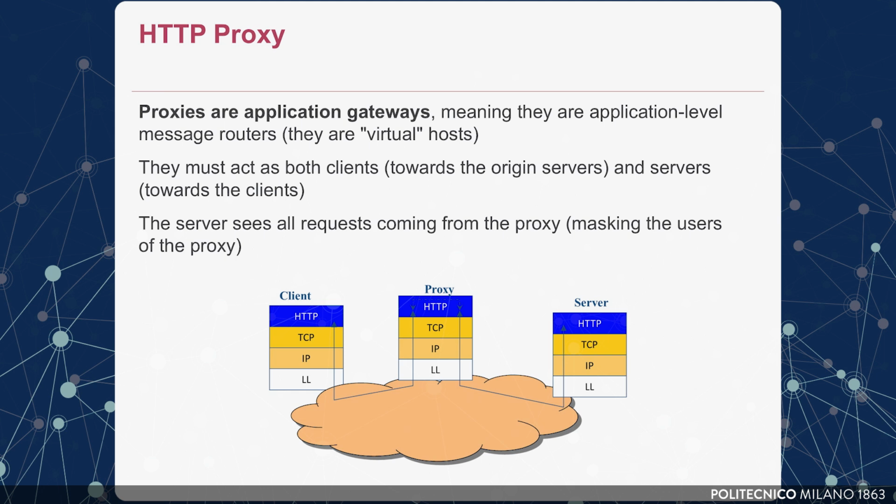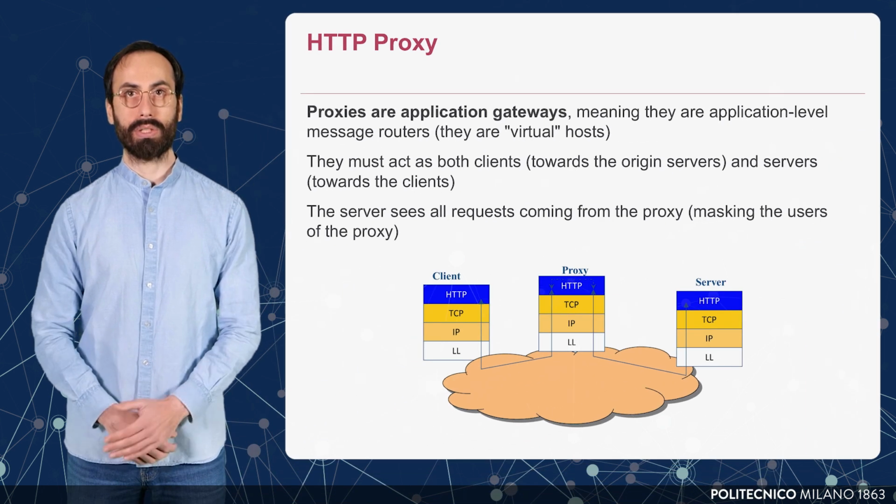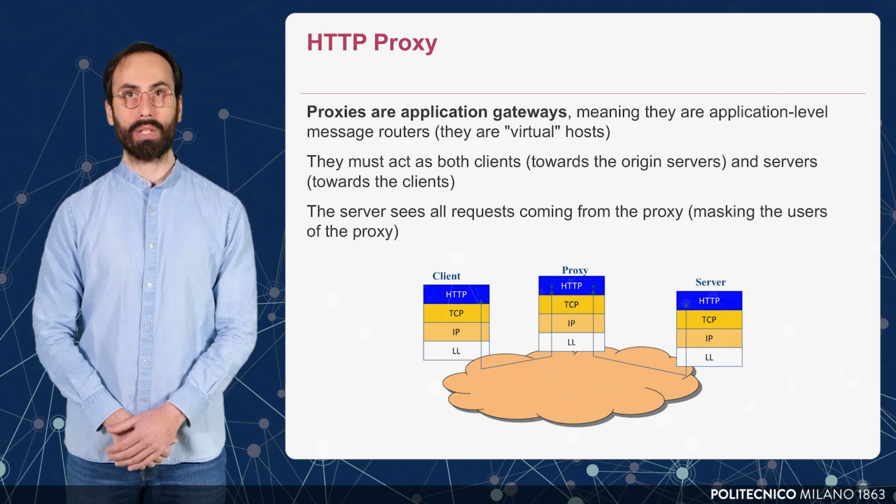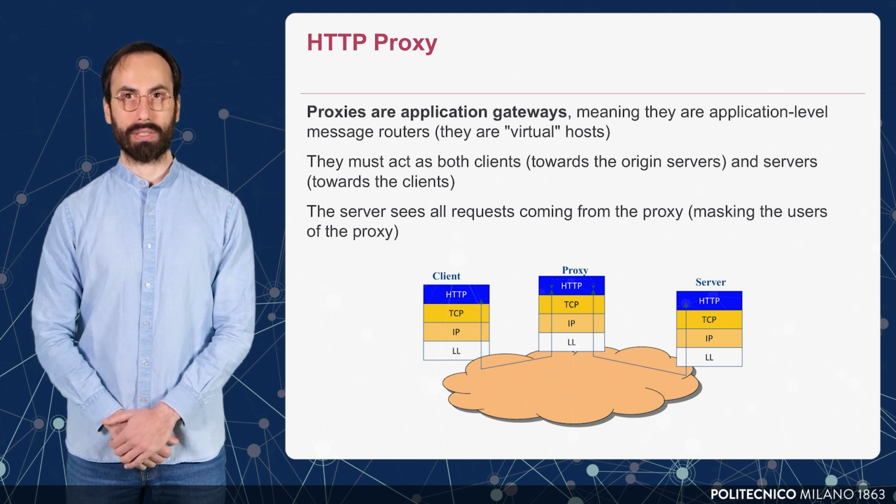On one side, it acts as a client when sending requests to the origin server on behalf of the actual client. On the other side, it acts as a server by receiving and responding to requests from the client. When the client sends an HTTP request, it is first directed to the proxy. The proxy either forwards the request to the origin server or responds directly if the requested resource is cached locally. From the perspective of the origin server, all requests appear to come from the proxy, effectively masking the identity of the actual client users. This behavior is illustrated in the diagram where the client, proxy, and server are represented as distinct layers of the network stack.